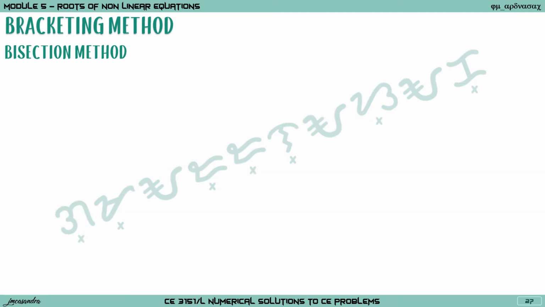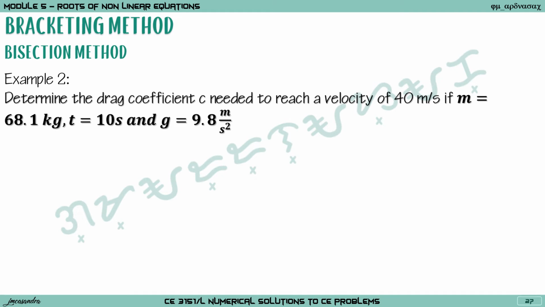And take note that for this value, this is only one value of x. Okay, so let's have another example, number 2. Determine the drag coefficient c needed to reach a velocity of 40 meters per second if m, or the mass, is equal to 68.1 kilograms, time is equal to 10 seconds, and the gravitational acceleration is equal to 9.8 meters per second squared.